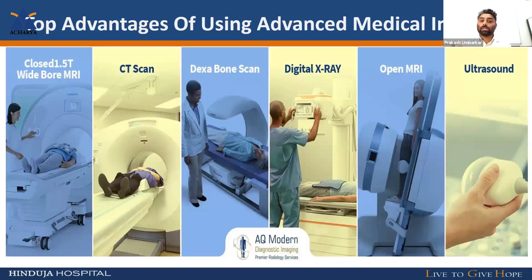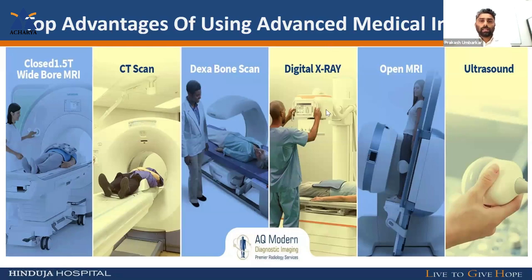CT scan has faster imaging, DEXA scan is for the bone, and there is digital X-ray. We can roam anywhere with it, whether the patient is in bed or in the ICU, so we can take the X-ray at any point, along with open MRI and ultrasound. That is fantastic imaging technology. We observe that imaging technology is changing globally and internationally for patient diagnosis and accuracy.